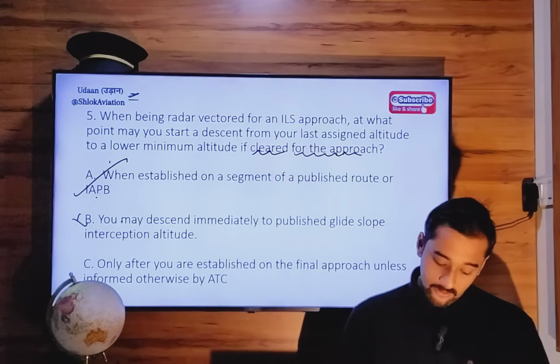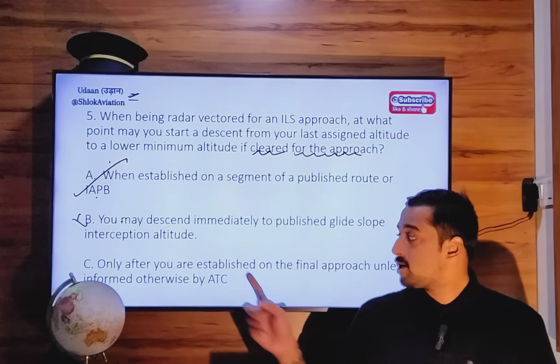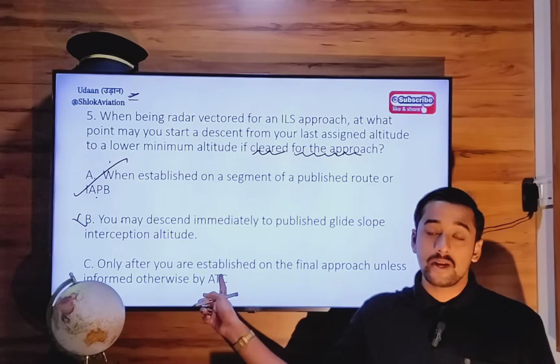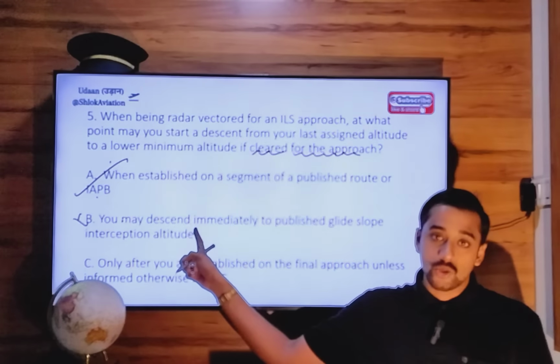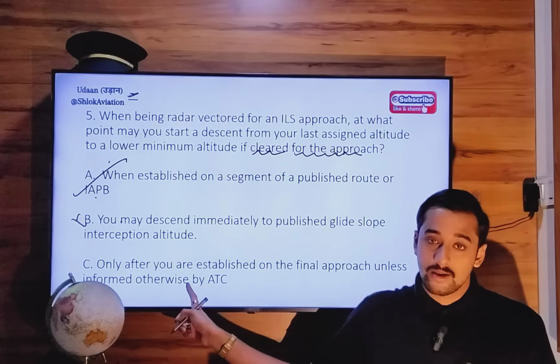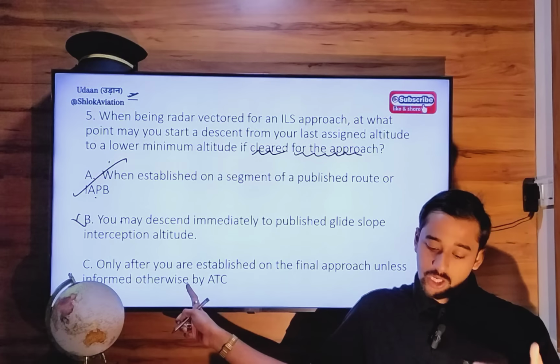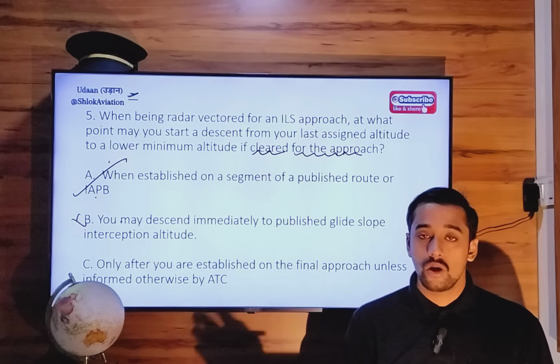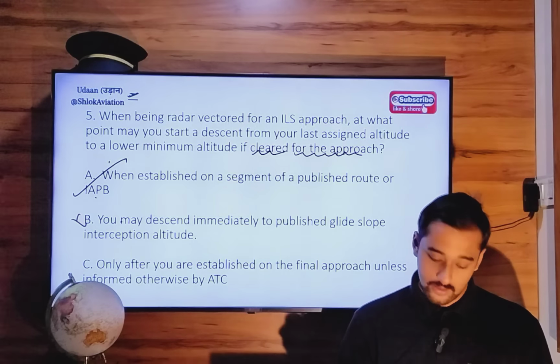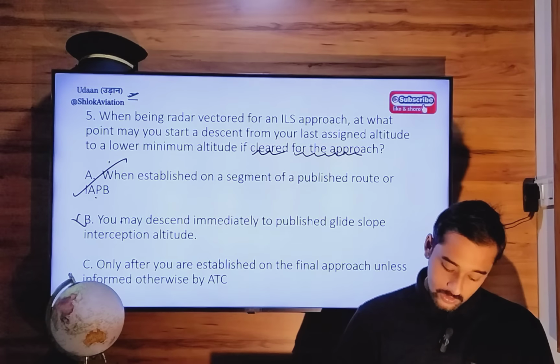And if you wait for too long and you start descending when you are established on the final approach like mentioned here, that will be too late. So option Bravo is too early, option Charlie is too late. The correct time is when you are established on a segment of a published route or course, you can start your descent. So option C is wrong.